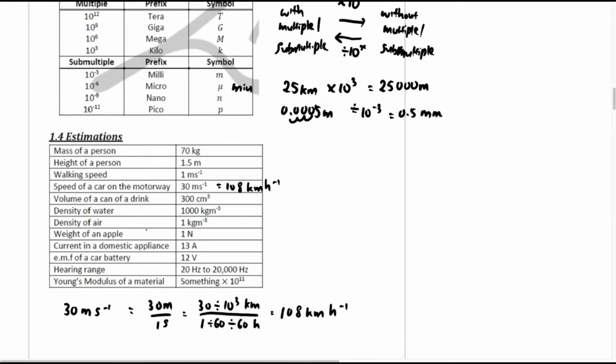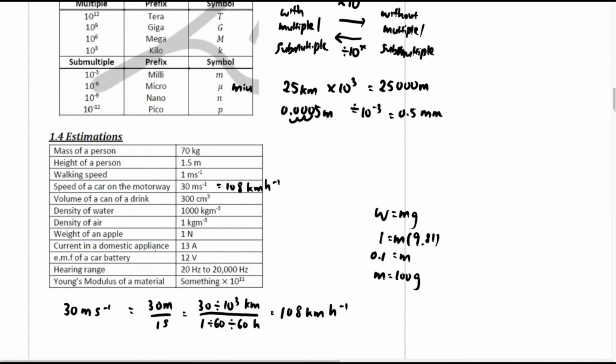Weight of an apple, 1 Newton. So 1 Newton is about 100 gram. You know, W equal to mg, right? If this is 1 Newton, and g is 9.81, you can just divide 1 by 9.81, and then you will get about 0.1 kg. Which is about 100 gram. Okay, 100 gram for an apple.